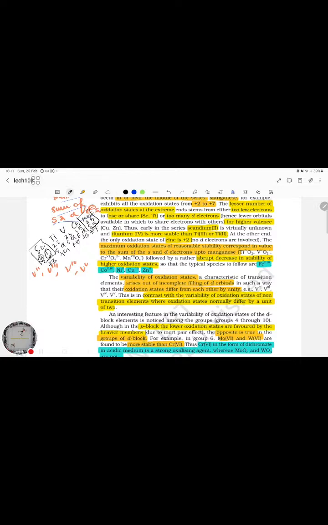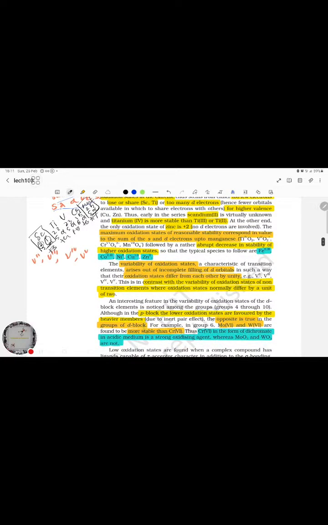Yes, so titanium +4, vanadium +5, chromium +6, manganese +7, followed by a rather abrupt decrease in the stability of higher oxidation states. So higher oxidation states will be very unstable for the later elements. The typical species to follow are Fe2+, Fe3+, cobalt 2+, 3+, nickel 2+, copper 1+, 2+ and zinc 2+. For iron the common oxidation states are 2, 3; for cobalt 2, 3; for nickel 2; for copper 1 or 2; and for zinc 2.